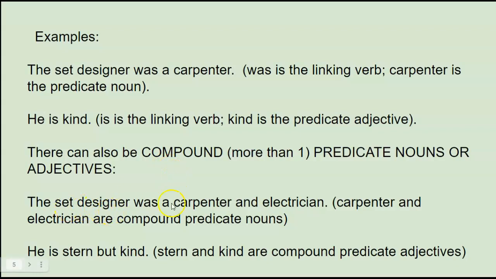The set designer was a carpenter and an electrician. Was is still our linking verb. After that linking verb, we have carpenter and electrician. Two predicate nouns that mean the same thing as that set designer. He is stern but kind. Is our linking verb. Stern, kind, describe what he is. End of the sentence, two adjectives, compound predicate adjective.